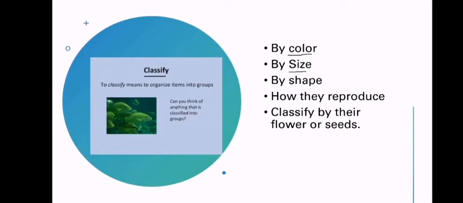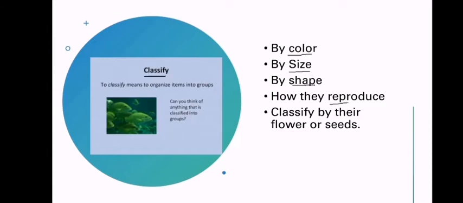Similarly, we can also classify or group things by their size. Size means how big or small, short or long. You can also classify things, or classify plants, by their size. Next, by looking at the shape. Shape means how things look. If you see anything, what is exactly the shape? Is it round, square, flat, whatever it is. We can also classify by means of shape.